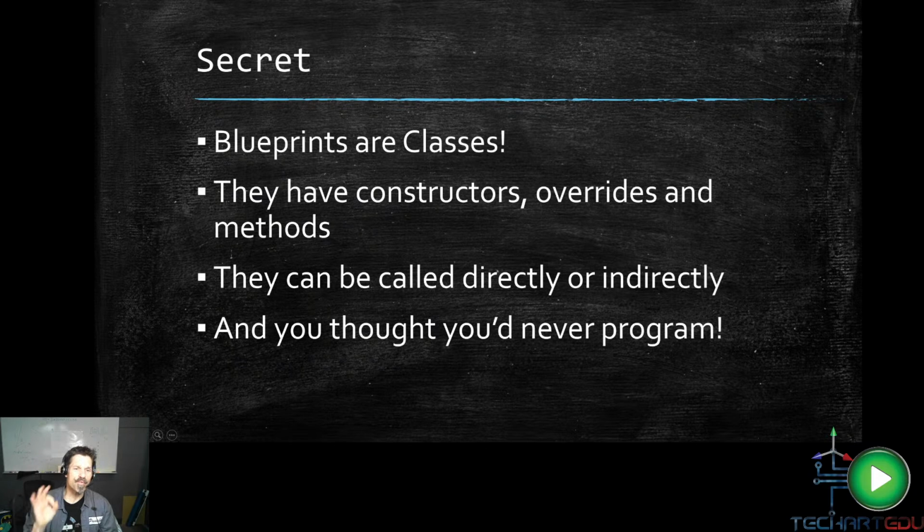If you've ever worked with Blueprints, Blueprints are the quintessential essence of what classes are. They have everything that a Python class has, but they have the little graphical nodes that you work with instead. So they have constructors, they have overrides, and they have methods. We're going to go into that today and show you what all that is, and you can call the class and interact with it directly, or you can work with it indirectly. If you've been using Python Blueprints already, guess what? You've already been doing object-oriented programming. Congratulations.